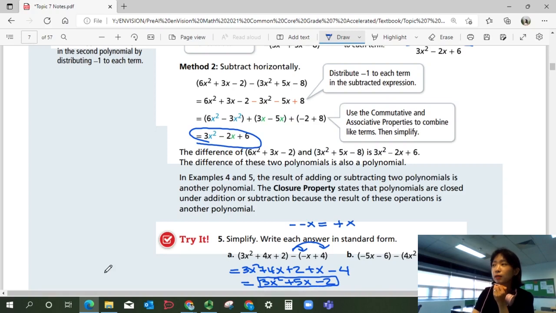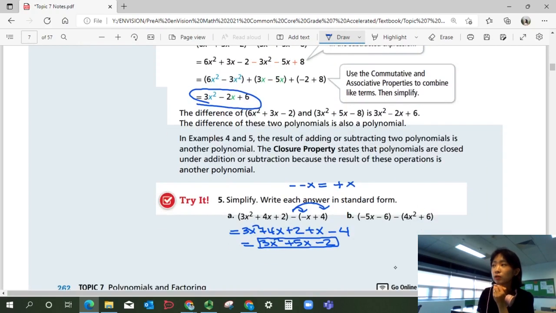All right, part B. You subtract 4x squared, you subtract 6, and altogether you should have negative 4x squared minus 5x minus 12. Okay, x squared doesn't have a like term, so negative 4x squared would be your first term.